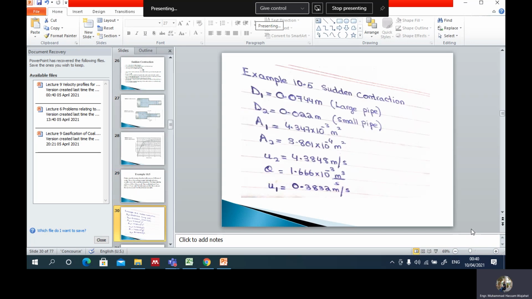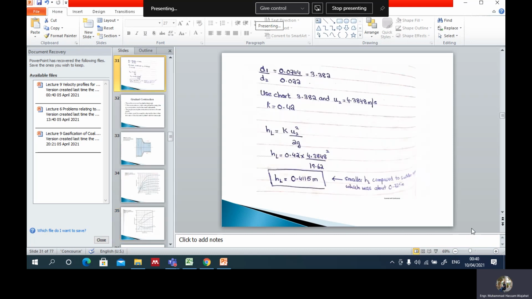We have all the data. I assume that D1 was found for the large pipe, and the small pipe D2 was found as in example 1. A1 and A2 I've already told you countless times how to find them. U2 and U1 were found from the flow rate. Then we take out the ratio of D1 upon D2. Look, the ratio is the same, because only the positioning of the pipe is changed. Nothing else has changed. Then I can use the chart and find out the K value.